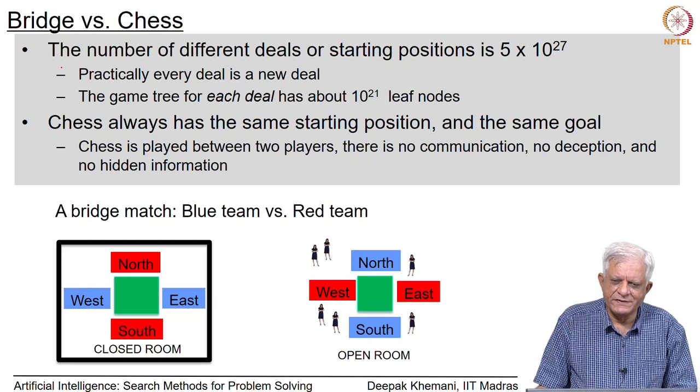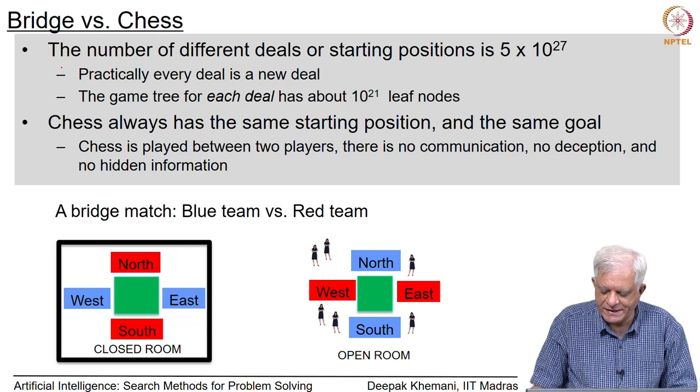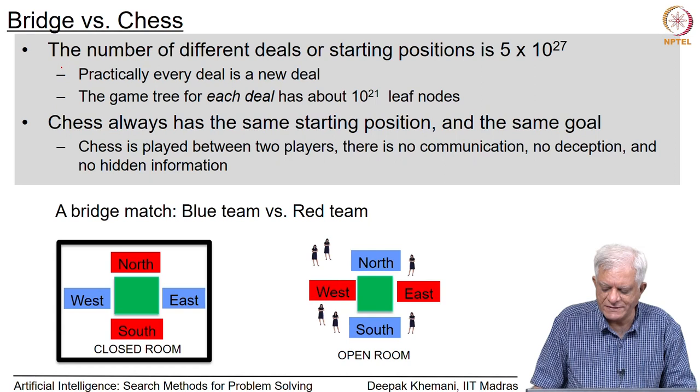In chess, you always start at the same starting position. So, the starting position is always the same and the goal is also always the same, which is to capture the opponent's king. It is played between two players, there is no communication, no possibility of deception, no hidden information.